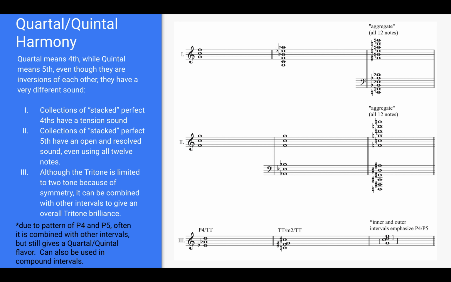Because the perfect fifth is a very important interval in the overtone series, which we'll talk about in a second, it has a completely different sound. Note, the perfect fourth isn't in the overtone series. You may not have known that, but we will talk about that a little later. But the fifth is. So the fifth has a very open sound to it.